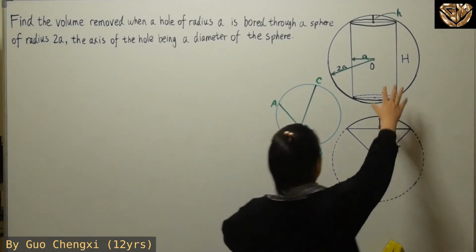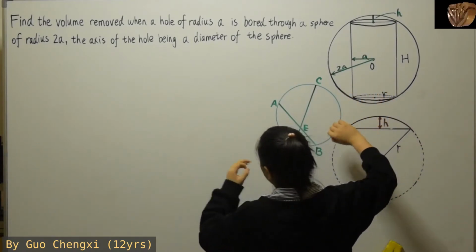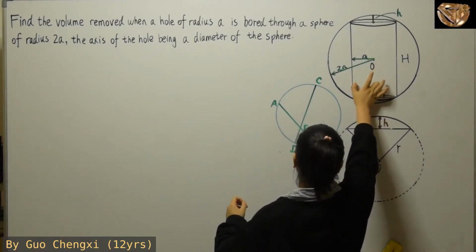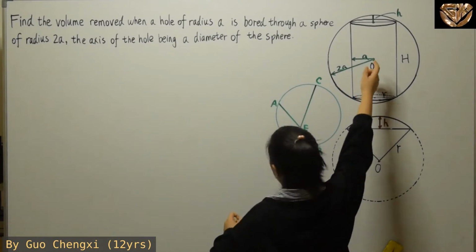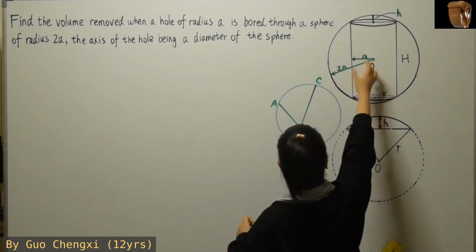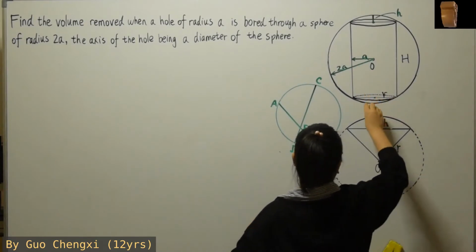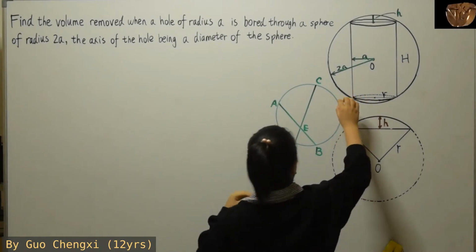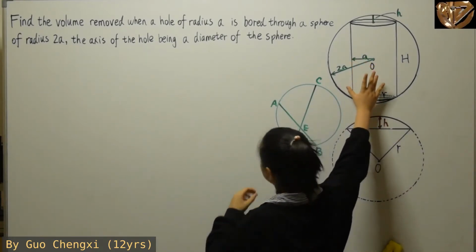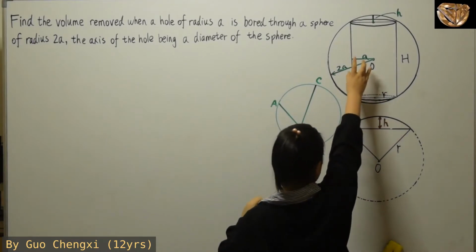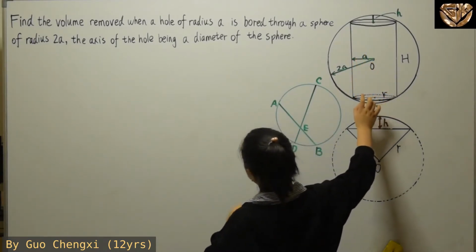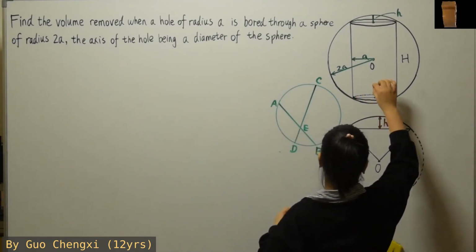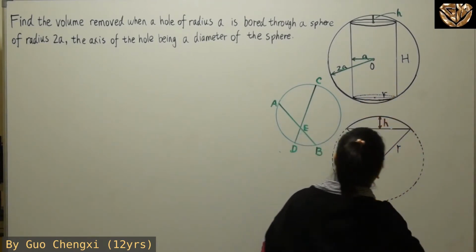So over here we have this sphere, right? For this part we have a hole of radius a, basically the radius of the cylinder, and these two caps. This whole cylinder and these two caps were removed from the sphere, where the radius of the sphere is 2a. So what we have to find is the volume that is removed. Basically, we just have to find the volume of the cylinder and the two caps.